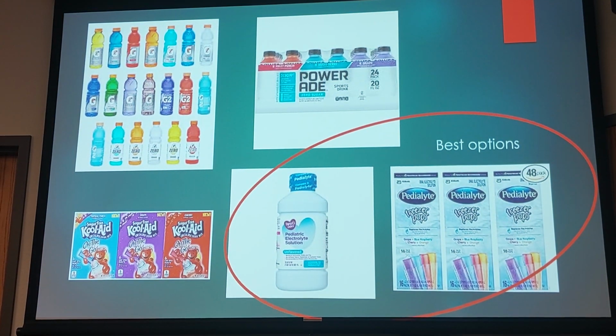This is a little bit of what our best options are. Sometimes we want to go right to Gatorade. We have kids that drink that for sports, for electrolyte replacement. But when we're sick, it's not a good idea. There's a lot of sugar in it, and that sugar can make the diarrhea worse, and we have worsening losses of electrolytes. So let's stay away from the sports drinks for electrolyte replacement when our child is sick.